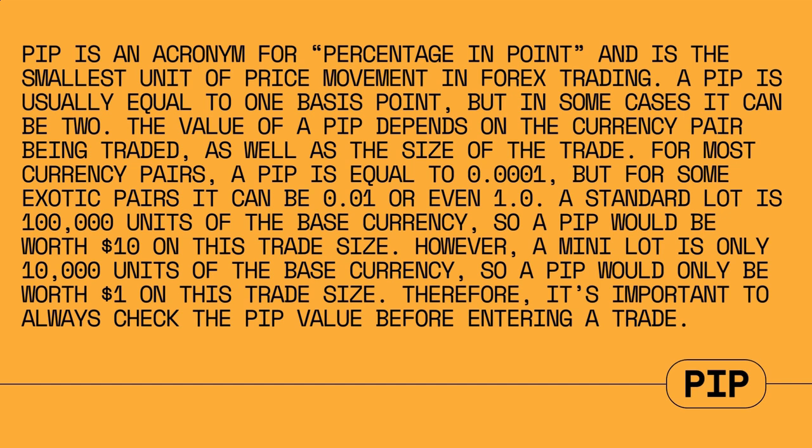A standard lot is 100,000 units of the base currency, so a pip would be worth $10 on this trade size. However, a mini lot is only 10,000 units of the base currency, so a pip would only be worth $1 on this trade size. Therefore, it's important to always check the pip value before entering a trade.